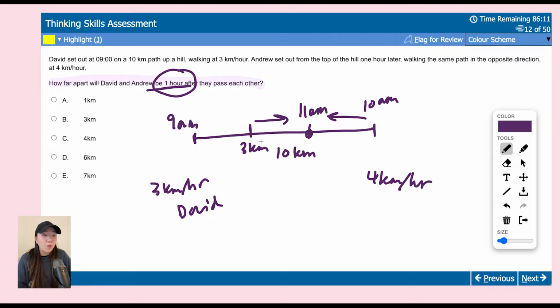After another hour, where will they be? We don't even need to do all of this, to be honest, because after they pass, all you need to know is that they have a combined speed of 7 kilometers an hour. So whatever happens, one hour after they pass each other, it will be 7 kilometers away from each other. So that's a slightly quicker way to do it. But if you do need to visualize it like this to help you, then you can do that as well.